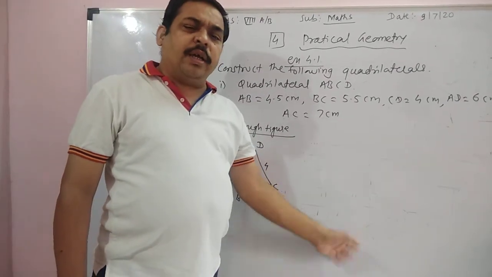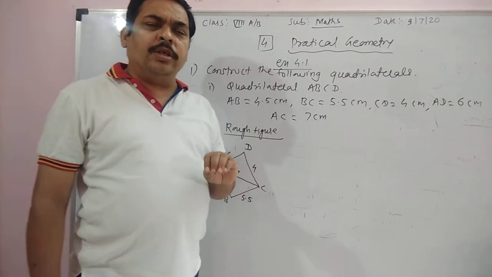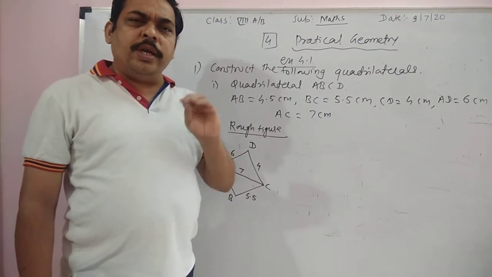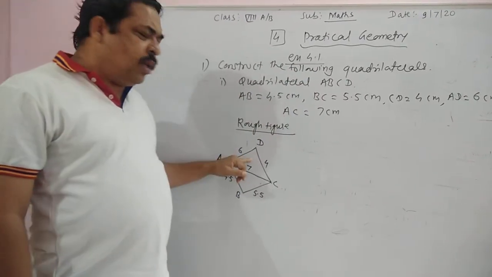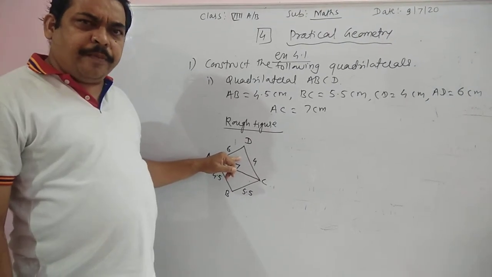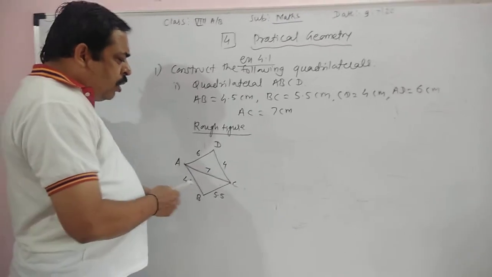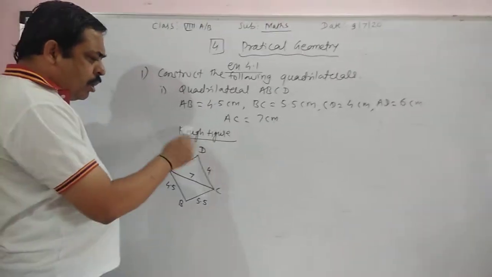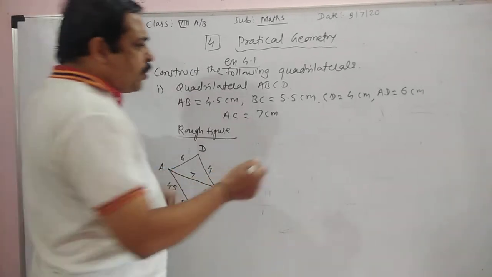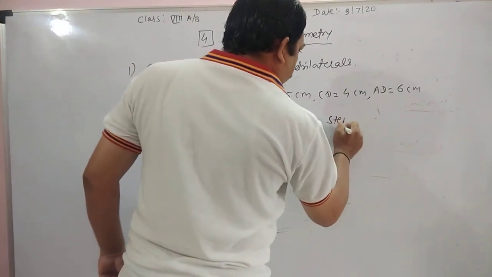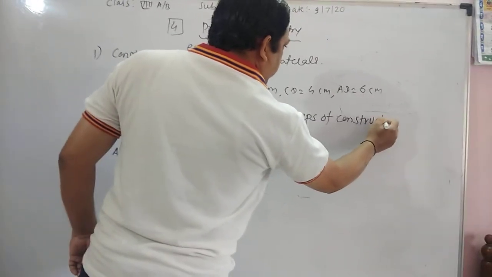Steps of construction are given in the notes. For your understanding purpose, the steps of construction are given. No necessity to write them in the exam. In the examination, you must write the rough figure. Rough figure is compulsory, and the main figure. Now, how to draw this quadrilateral ABCD? First, we draw AC. Steps of construction.